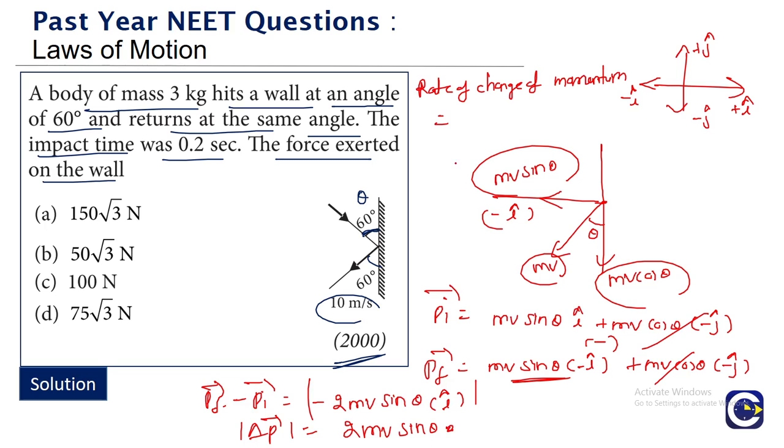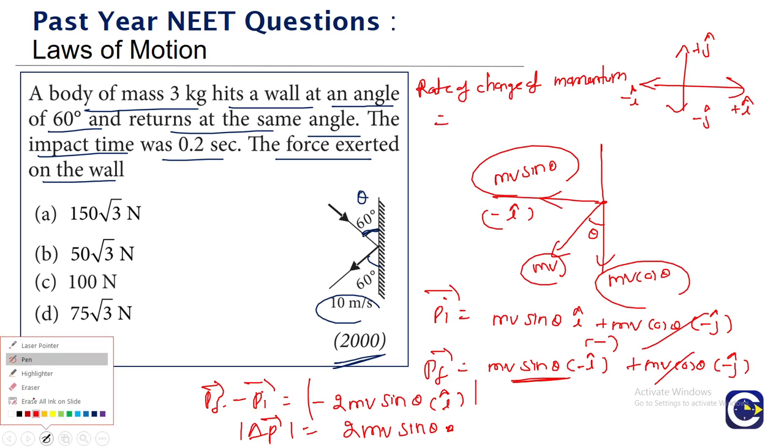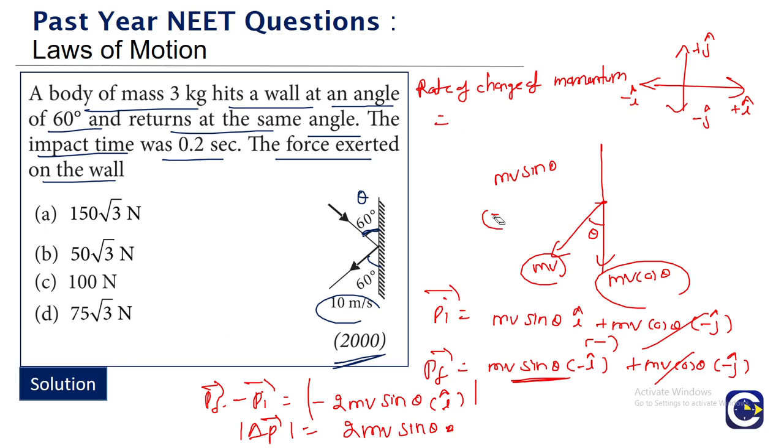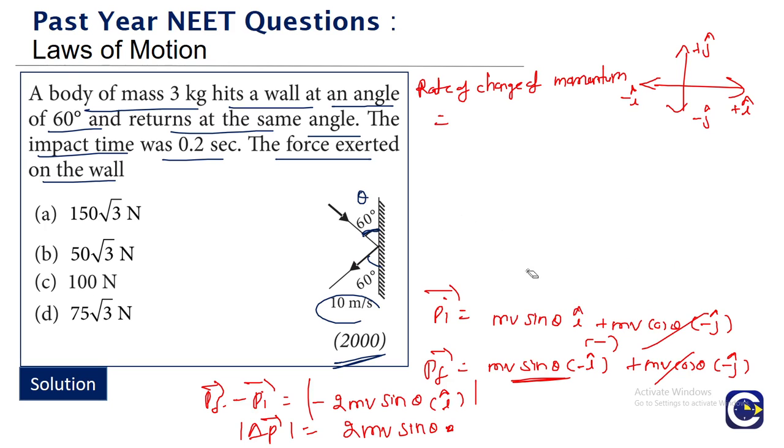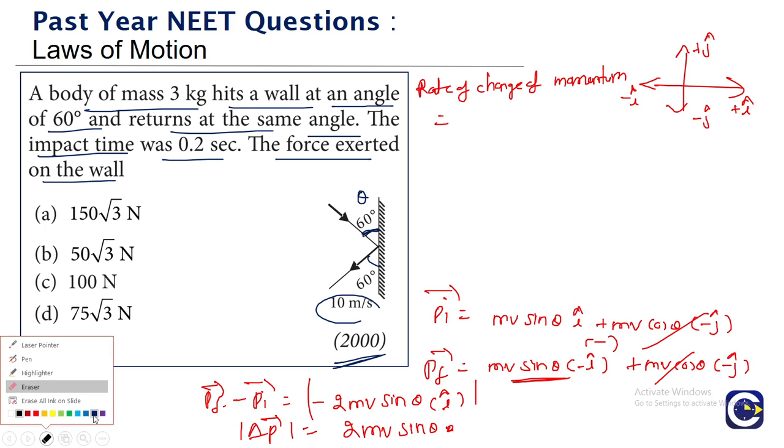So what will be the rate of change of momentum? Means change in momentum. Now we'll substitute the values. Change in momentum is what? The value is 2mv sine theta. We have to divide this by the time taken. So 2mv sine theta divided by the time, which is 0.2 seconds. So we'll substitute all the values that are given over here.